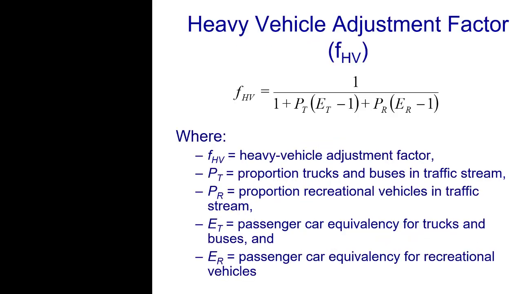Similar to before, fraction of heavy vehicles with a numerator of 1, and you can see down below the PT, the ET, the PR, and the ER. Make sure you split them out. ET is passenger car equivalency for trucks and buses, and ER is just for RVs.